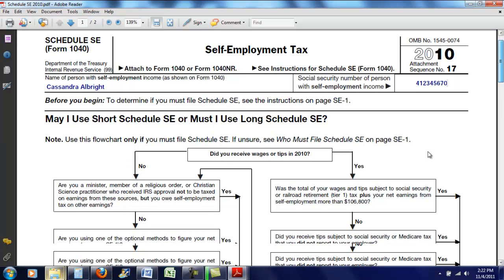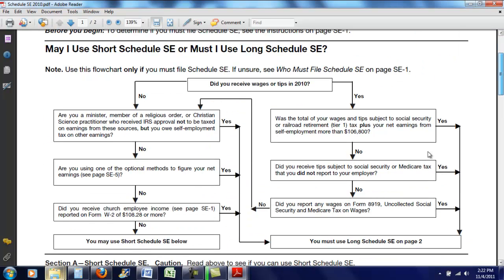So we're going to follow the little schedule. Did we receive wages and tips on a W-2? Yes. So we need to go here. Was the total wages subject to Social Security or railroad retirement plus your net earnings from self-employment more than $106,800? No. Did you receive tips subject to Social Security and Medicare tax? No. Did you report any wages on an 8919? No. So we're going to go back over here.